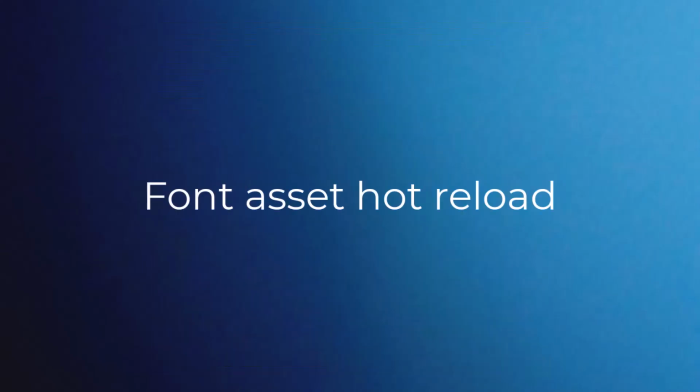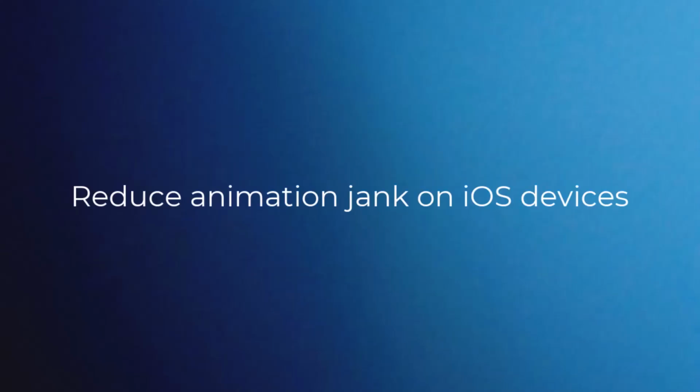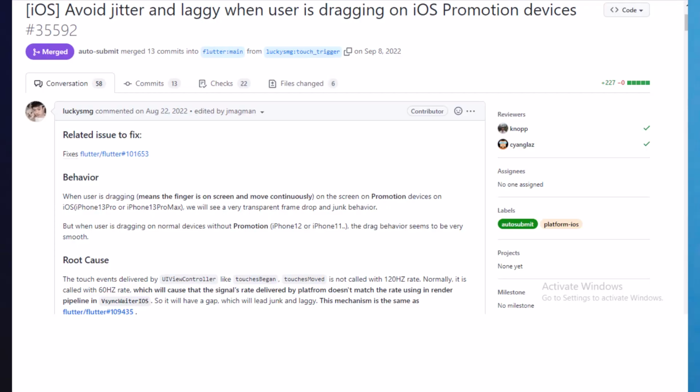Font asset hot reload. Previously, adding new fonts to the pubspec.yaml file required rebuilding the application to see them, unlike other asset types that could be hot reloaded. Now changes to the font manifest, including additions of new fonts, can be hot reloaded into an application. Reduce animation jank on iOS devices. Thanks to open source contributions from Luckysm, 2 improvements have reduced animation jank on iOS. In particular, the addition of a dummy CA display link on the main thread during gestures now forces refreshes at the max refresh rate.